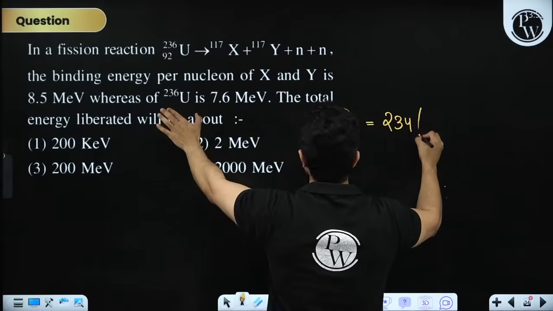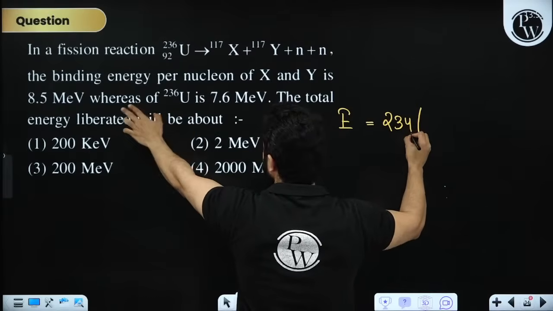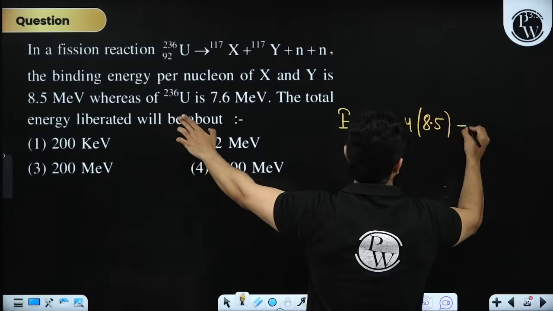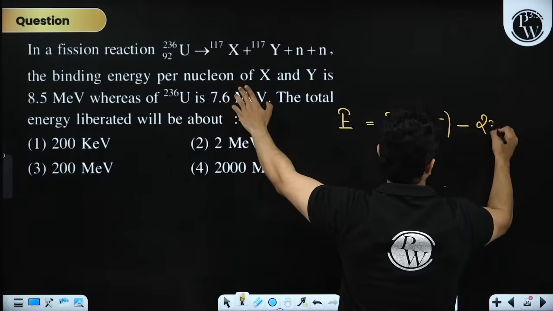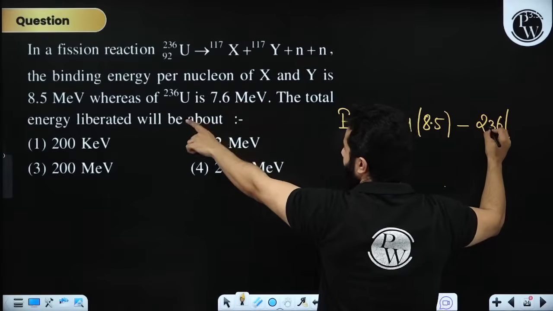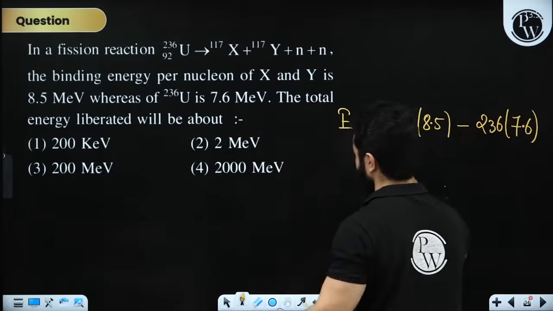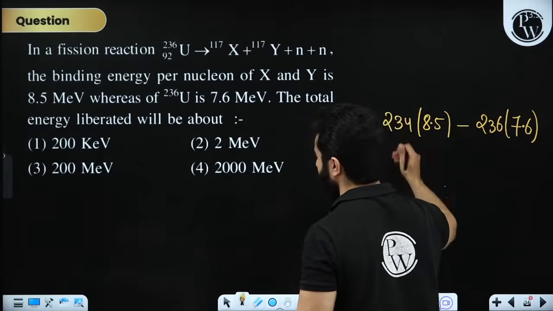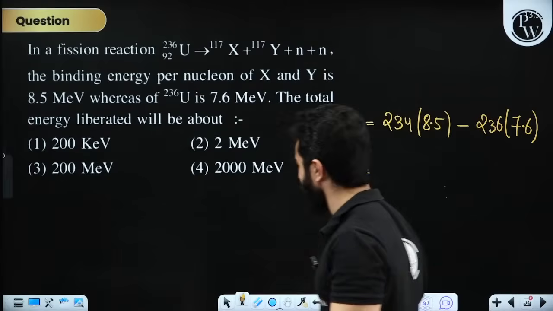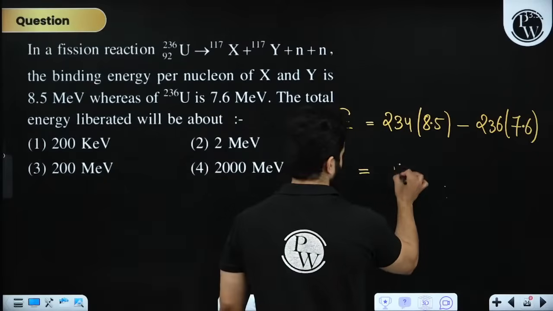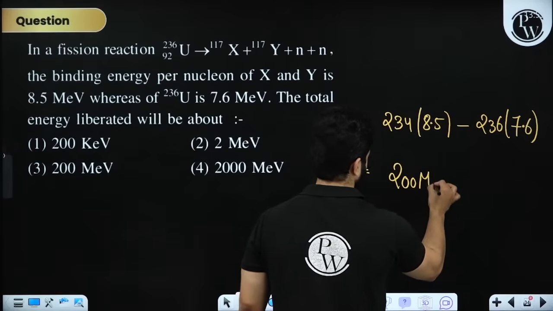So 234 multiplied by, for X and Y it was 8.5, minus 236 multiplied by, for uranium it is 7.6. Now you only have to solve this. Okay? And this will be in mega electron volt. If you want, you can change it to other units. I can tell you the answer. It's going to be nearly 200 mega electron volt.